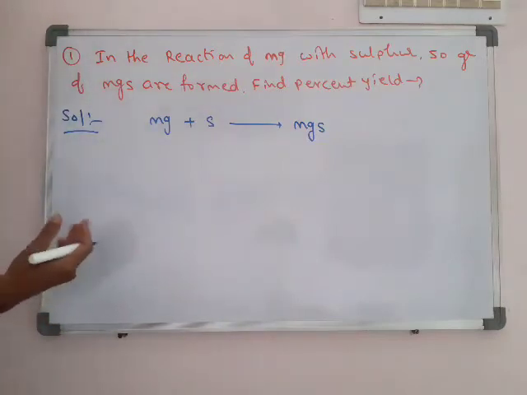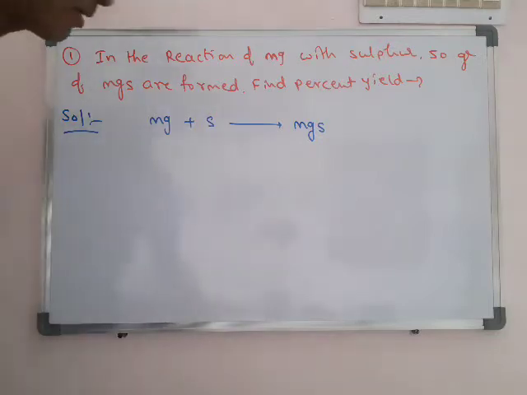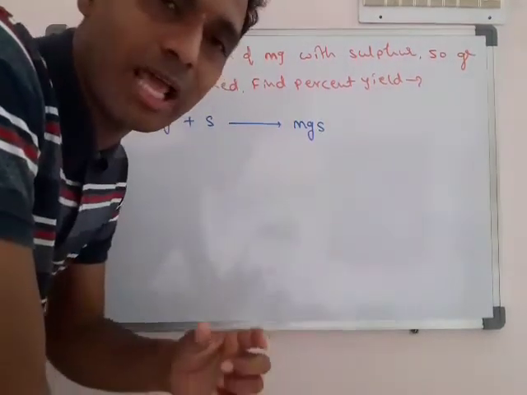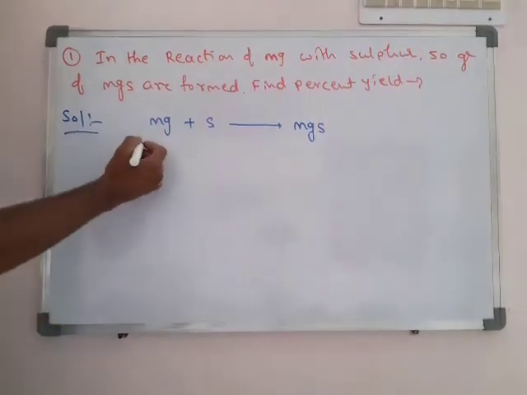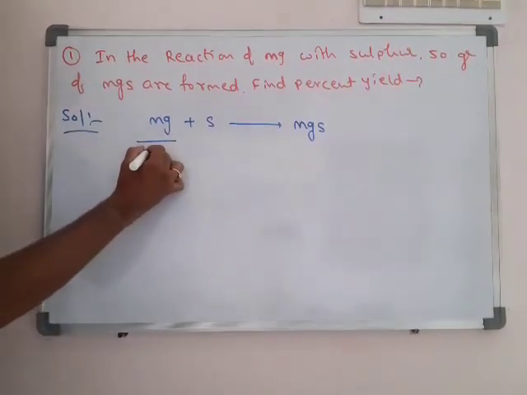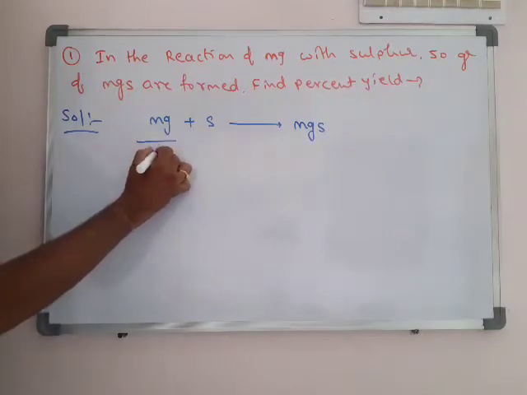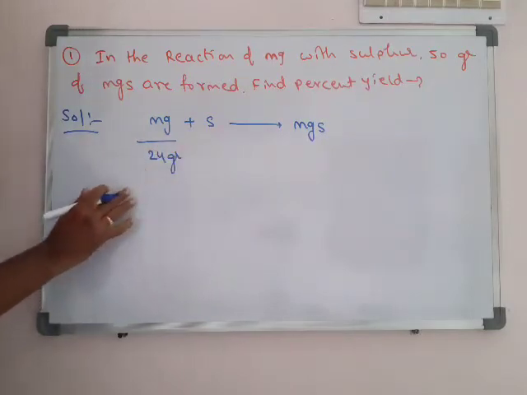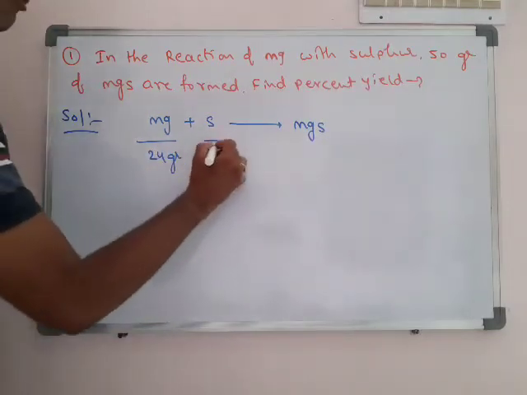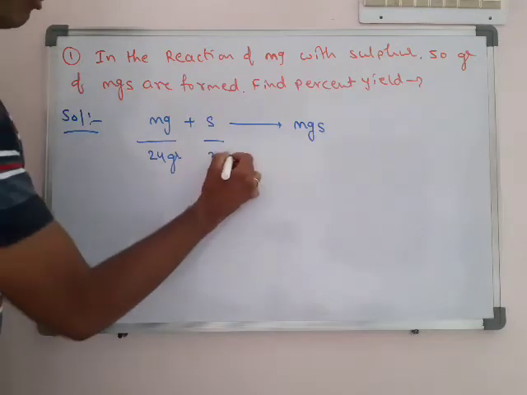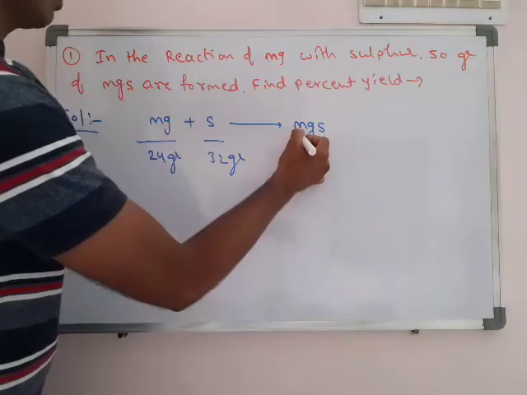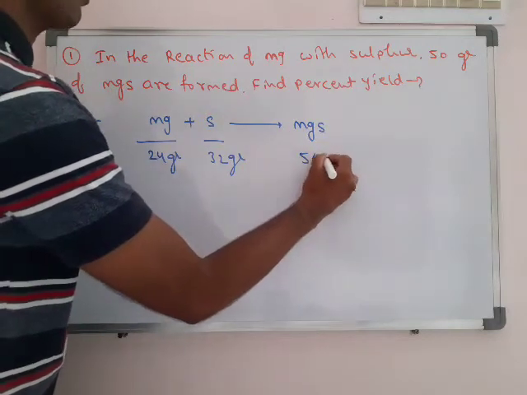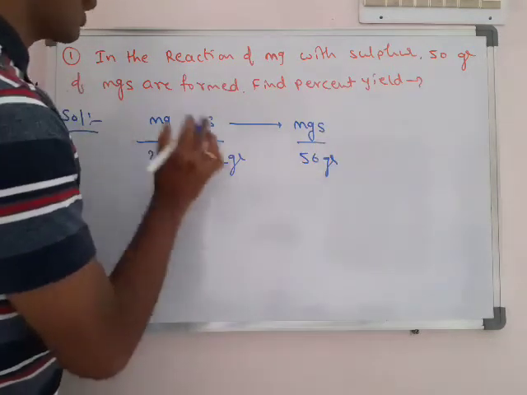What is the formula? We know the actual weight by theoretical weight. The theoretical weight is calculated based on a balanced equation. It is balanced, here 1 mole. So 1 mole of magnesium is how many grams? 24 grams of magnesium. And sulfur is 32 grams. Again the equation, the formula weight here is 24 plus 32.